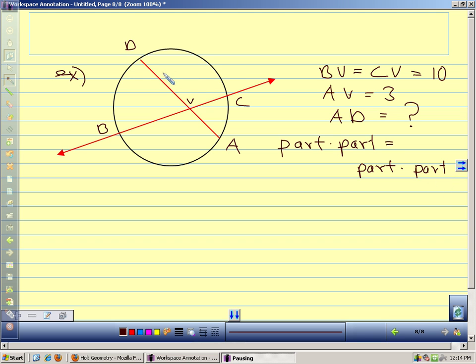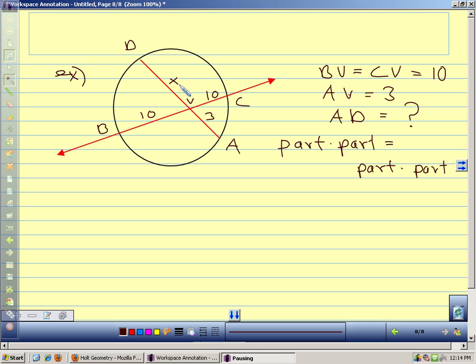So let's label what we have. BV and CV are 10. Even though it doesn't look like it, that's what the problem tells us. Each of those is 10. AV is 3. And we want to find AD, so we want the length of this whole thing. Well, the rule tells us about these two parts. So if we call this part X, the part from D to V, if we can find X, how do we find AD? If we find this piece here, how do we find AD?